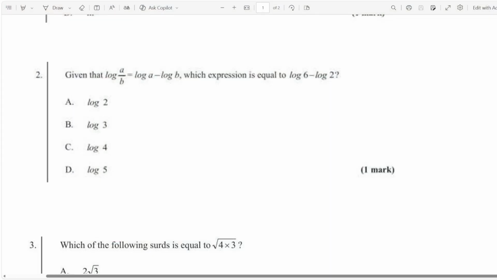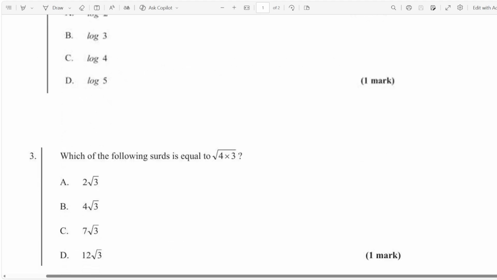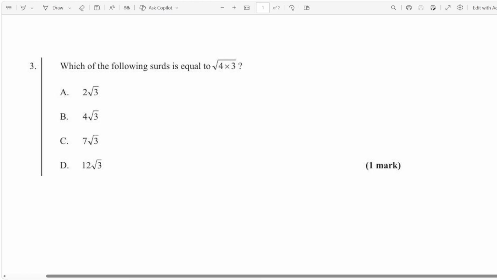Let's look at the third overview, and our question in that case is B. Question 3 deals with surds. That is square root of 4 times 3. Which of the surds is equal to that?